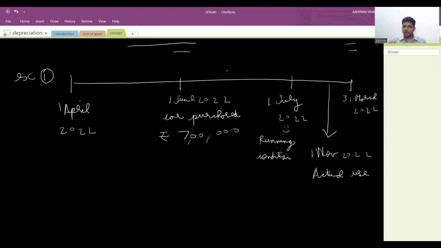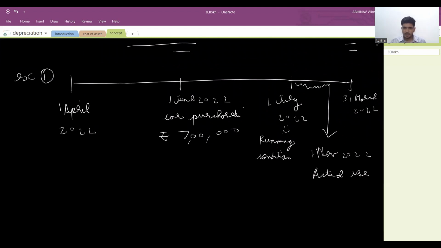Right, so I'll explain what this timeline means. On 1st June 2022, you purchase the car from the showroom. Then all the repairs, any new adjustment, any new spare part change, any modification you want to make to the car, is done. And on 1st July 2022, the car came into perfect running condition. That is, from then you can start using the car. That's what running condition means. Then on 1st November 2022, you actually use the car. That is, from 1st July to 1st November, the car was just staying in your business. You have not used it yet. This is what this entire timeline means.